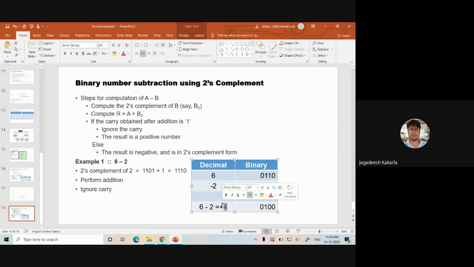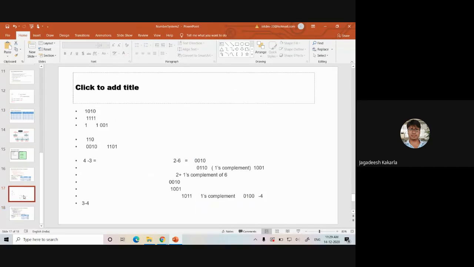How many members have understood? Now I request everyone to do 2 minus 6 using 2's complement form. 2 minus 6 using 2's complement subtraction.